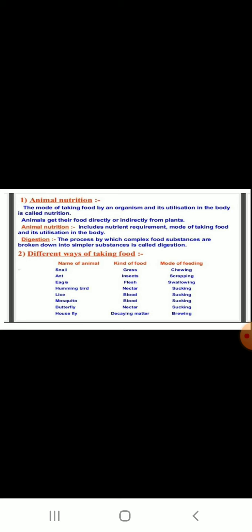Okay, so digestion means the process by which complex food substances are broken down into simpler substances. So digestion is the second stage. The first one is ingestion, the process of taking food. The process of digesting food is digestion. Okay, different ways of taking food. As I told you, the ingestion step will be there in all the organisms.